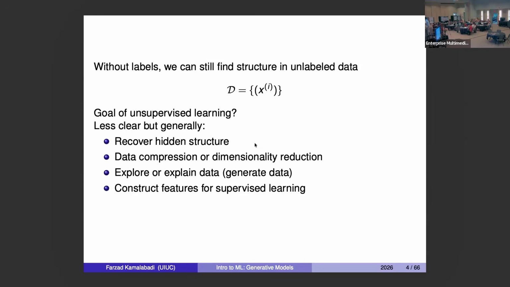Okay, but today we're going to come into the scenario where we just have data, okay, samples. And presumably these samples come from some underlying distribution to which we have no access.